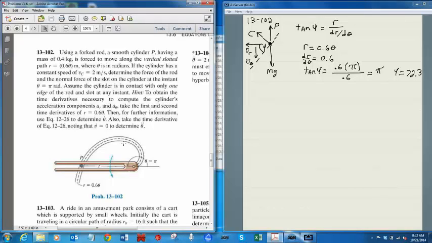So the other angle, the one that I really want between the force, this angle here, we'll call it beta. Beta is simply 90 degrees minus the 72. Okay, so now that I have all of the angles, what I'm going to do is simply sum the forces.